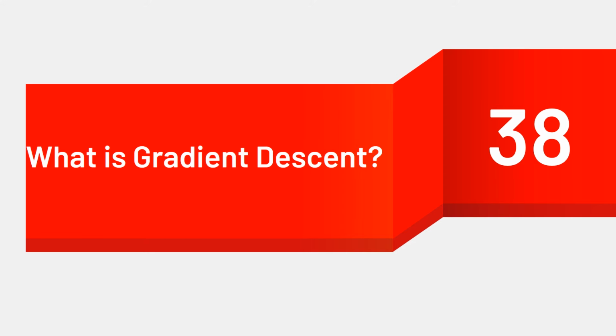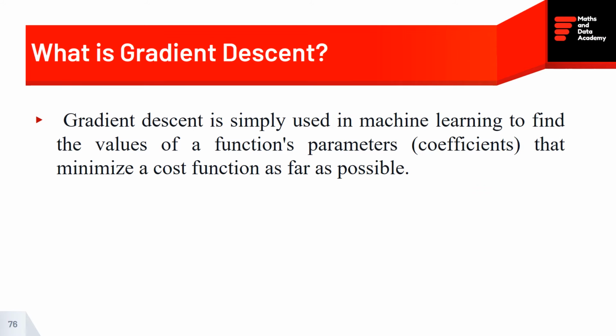What is gradient descent? Gradient descent is simply used in machine learning to find the values of a function's parameters, coefficients, that minimize a cost function as far as possible.